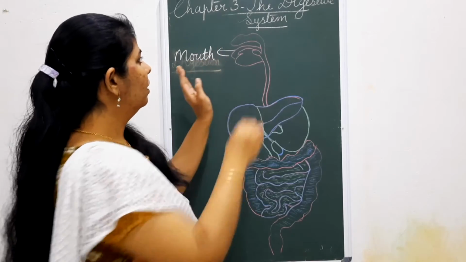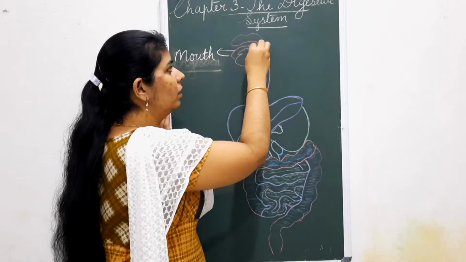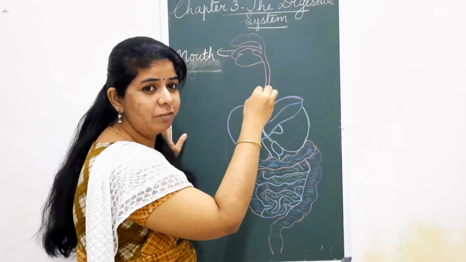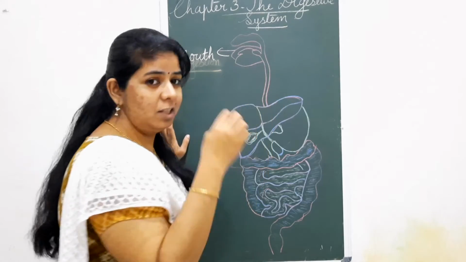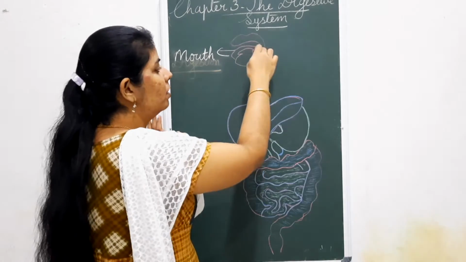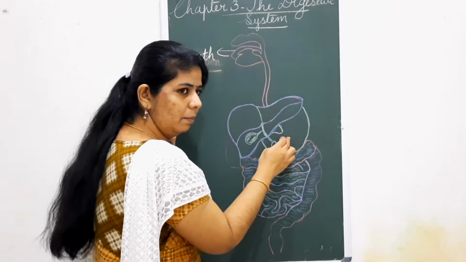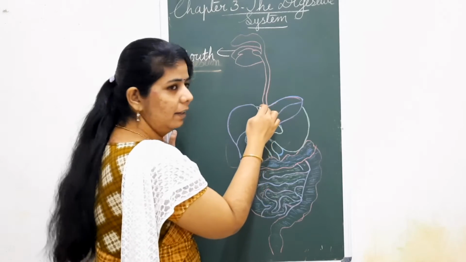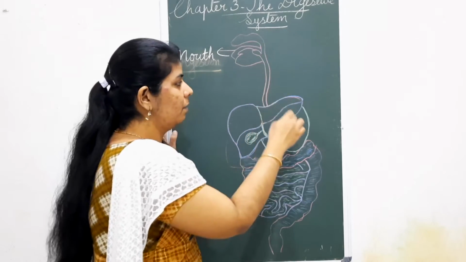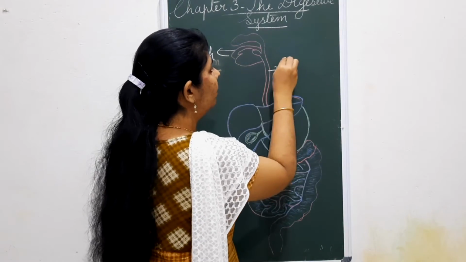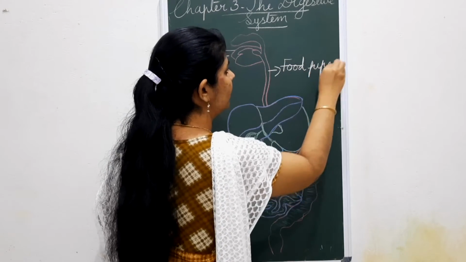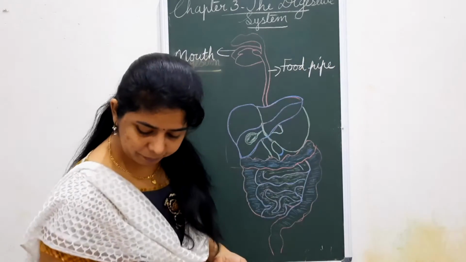Okay, the mouth. The food is entering through the mouth. Then what is happening? We are eating it. We are chewing it with the help of teeth and the saliva. Okay. Then after that we swallow the food, and the food is reaching the stomach. This is the stomach. And how does it reach? You can see a pipe-like thing. And that pipe which helps the food to reach the stomach is called the food pipe.